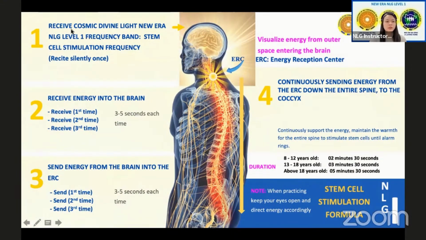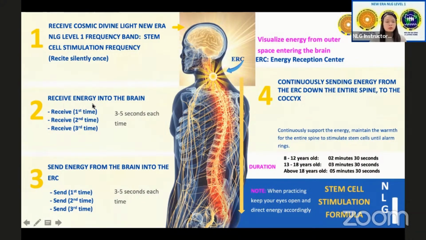Here it says: receive cosmic divine light, new era energy level 1, frequency band, stem cell stimulation frequency. Remember I said yesterday that for all of these steps in a formula, you need to recite them silently in your head. You don't mumble, you don't say them out loud, etc. So I thought I'd clarify that.